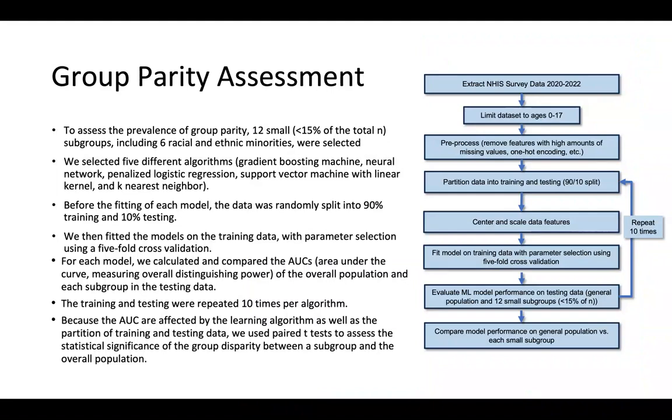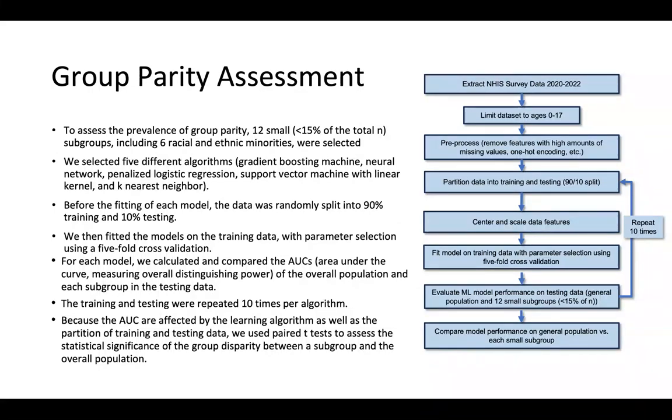So we selected 12 small subgroups, including 6 racial and ethnic minorities. We employed 5 different algorithms, including a gradient boosting machine, neural network, penalized logistic regression, support vector machine with a linear kernel, and k-nearest neighbor, and then assessed group parity for each of these.